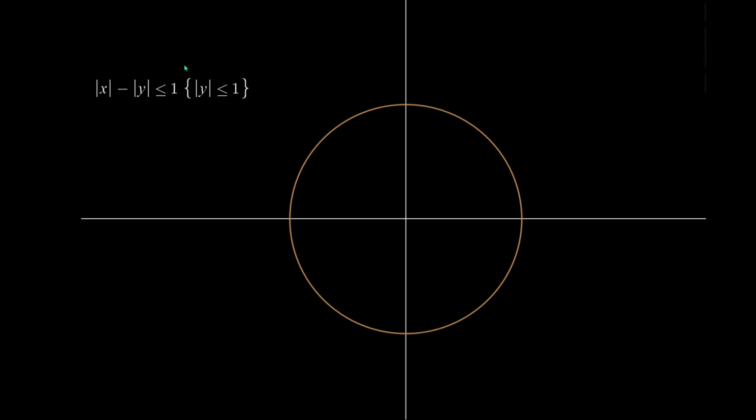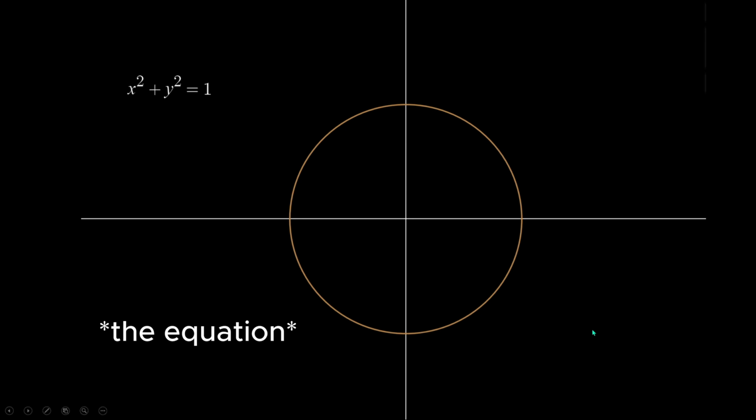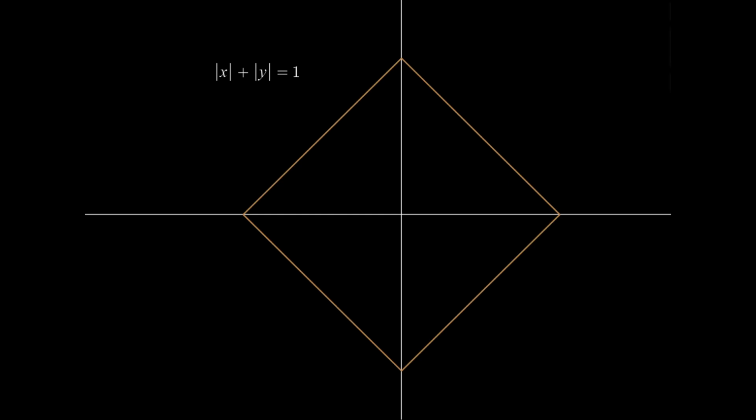We may not know what the graph of this looks like, but we do know what the graph of a circle is. It's x squared plus y squared equals 1. It sort of looks similar, but let's see what we can do. Even though the equation is different, it's similar enough to help us solve the problem. We also want to look at the absolute value of x plus the absolute value of y equals 1. It's actually this square here, which is sort of like a circle.